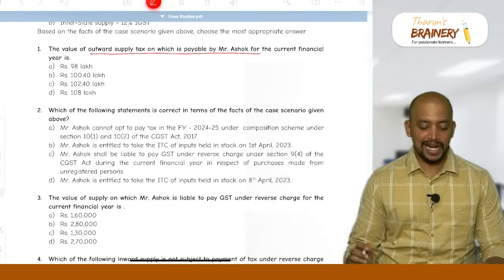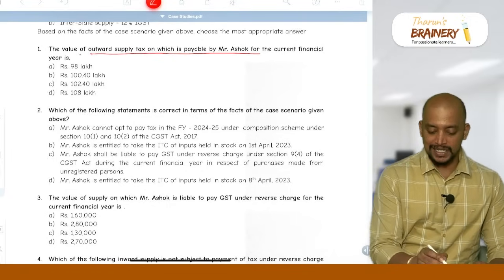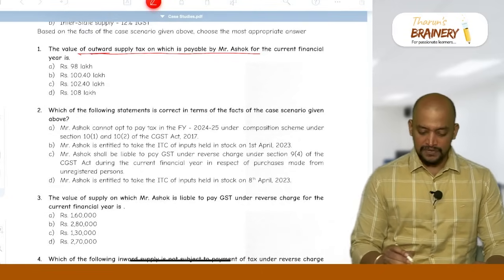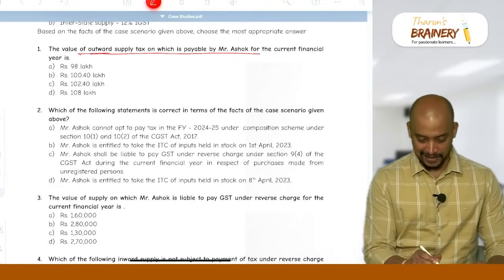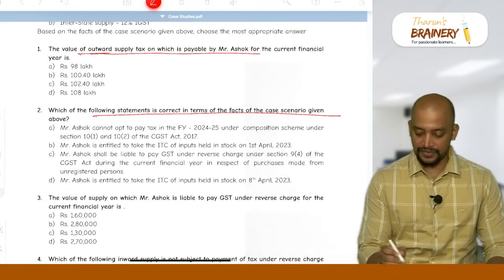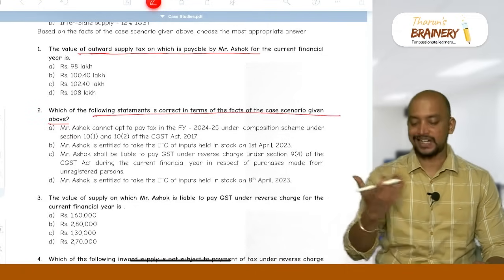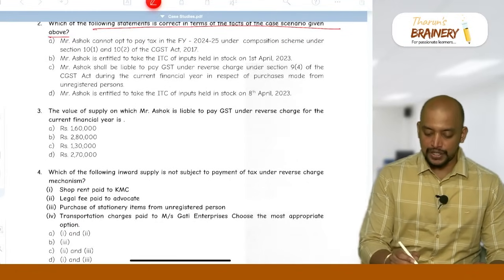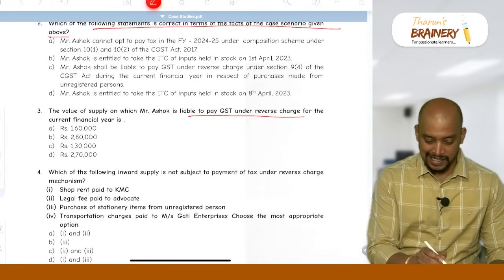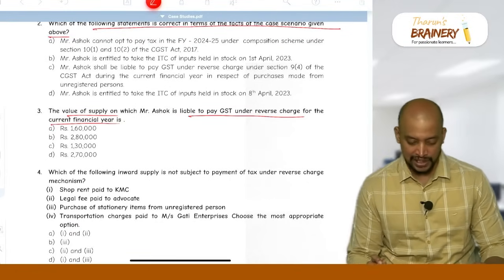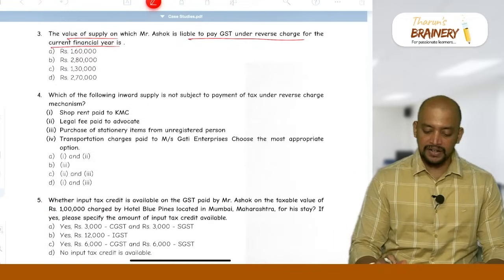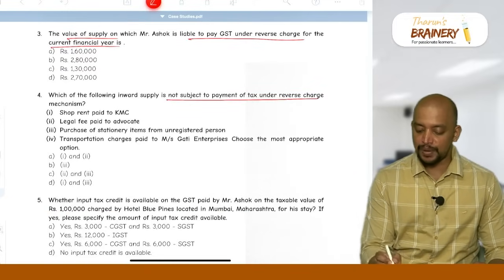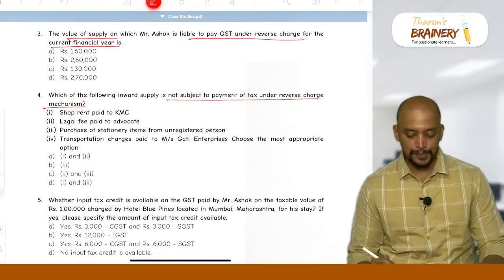Ashok for the current financial year. So outward supply on which tax is payable. Which of the following statements is correct in terms of the facts of the given scenario? That is based on reading only, we will know. The value of supply on which Mr. Ashok is liable to pay GST under RCM for the current financial year. Which of the following inward supply is not subject to payment of tax under RCM?